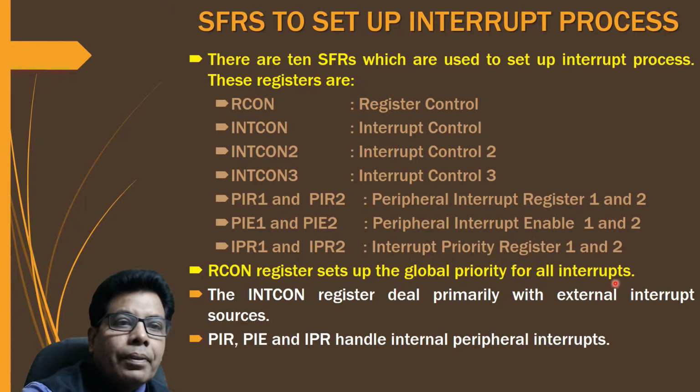So the interrupts here have global priority. So it will be common for all the interrupts. Then the INTCON, that is the interrupt control register, deals primarily with the external interrupt sources. Then PIR, PIE and IPR handle the internal peripheral interrupts. So when we study the details of these SFRs, at that time the things will be very clear to you.